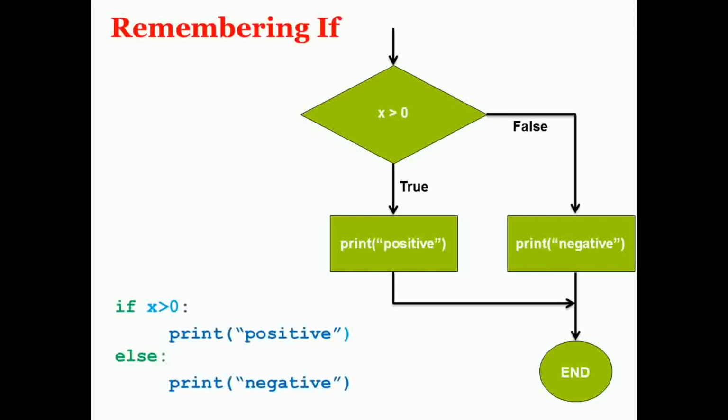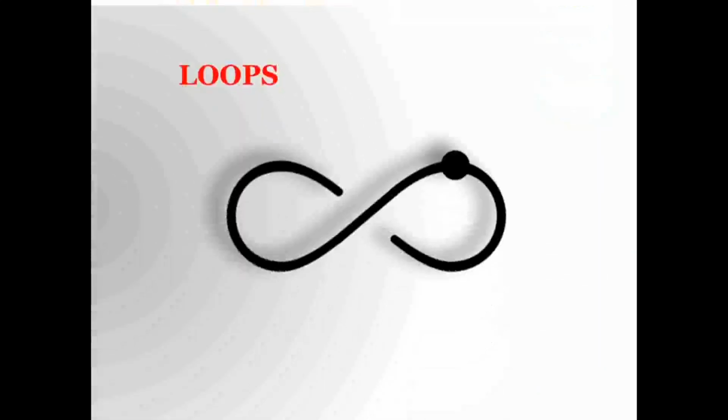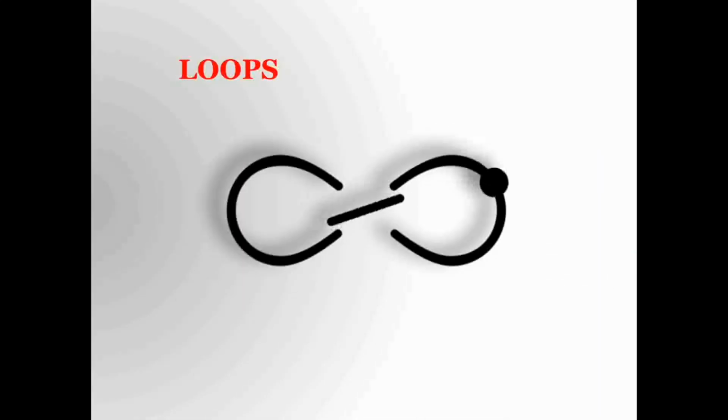Now you know what a flowchart is, and it will be easier for you to understand loops. Let's go. Now, what is a loop? Loops are a very important part of programming. In fact, almost all programmers use loops. Almost all programs include at least one loop in them. Loops can be very useful and can save you a lot of time.